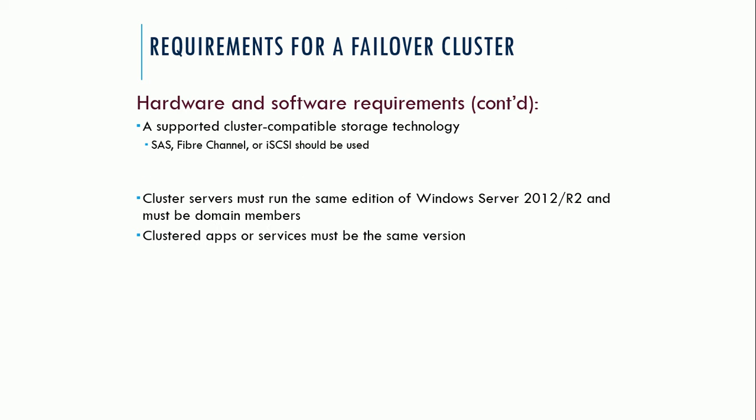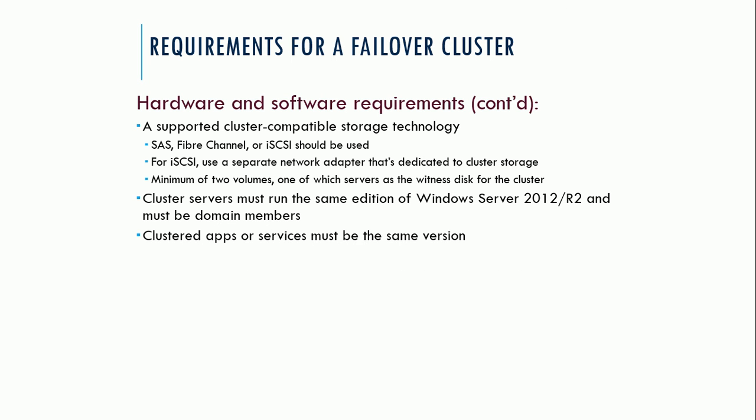In the previous course, we talked about SAS and fiber channel. In my experience, iSCSI is the easiest to set up for this, but for iSCSI, you're going to use network adapters that are dedicated to cluster storage. Obviously, you don't need that if using fiber channel or SAS because they don't use Ethernet. They use their own transport mechanism. So you have to have a minimum of 2 volumes, one of which the server uses as the witness disk for the cluster.